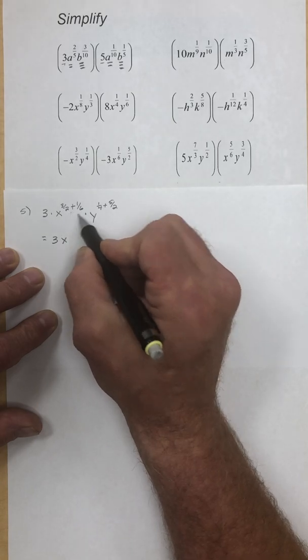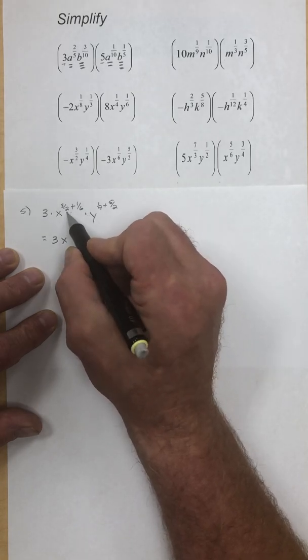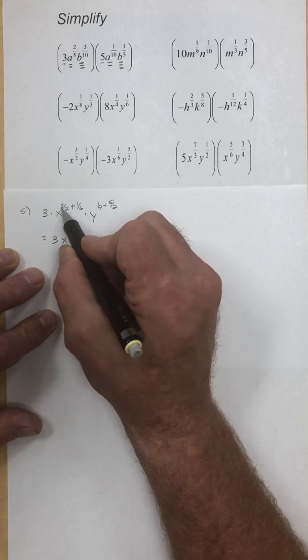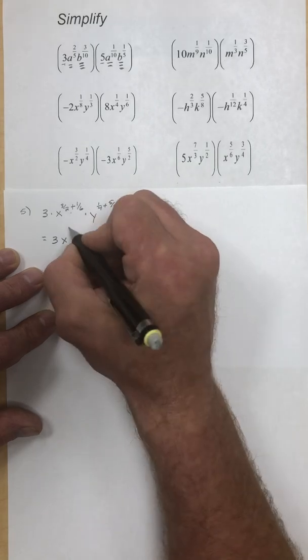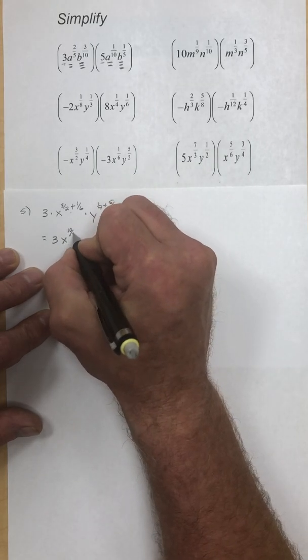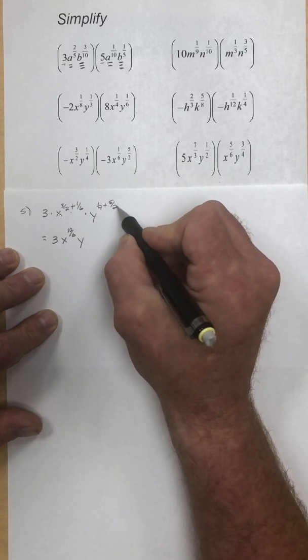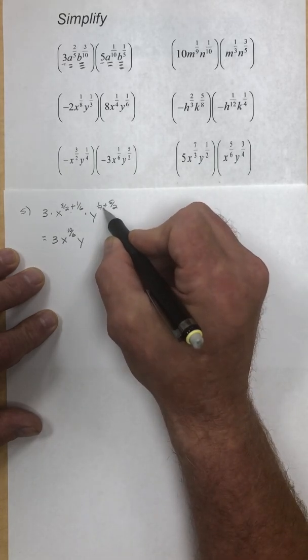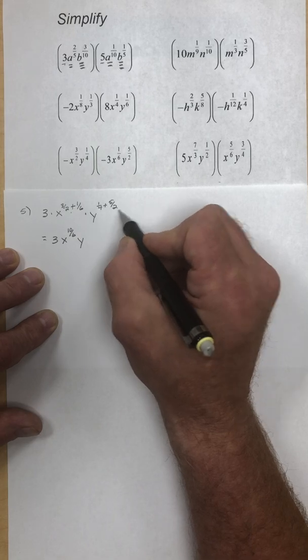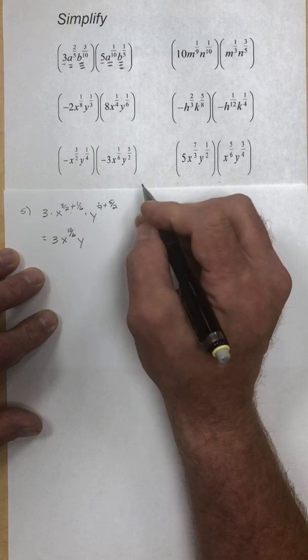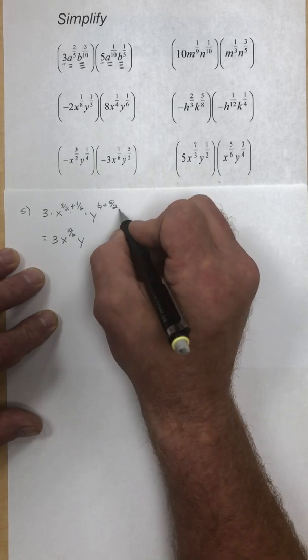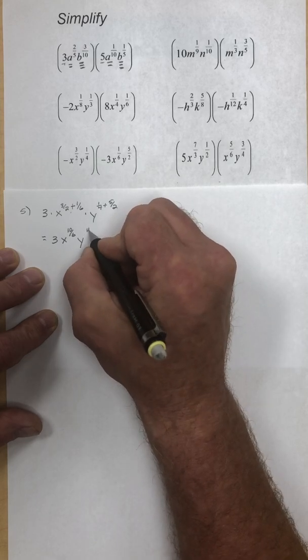I've got to add 3/2 and 1/6, so I've got to multiply the 2 by 3 to get a 6, so I'd have to multiply the 3 by 3, so I'd have 9/6 plus 1/6, so that is 10/6. For y, I'd have 1/4 plus 5/2, which is 1/4 plus 10/4, so that's 11/4.